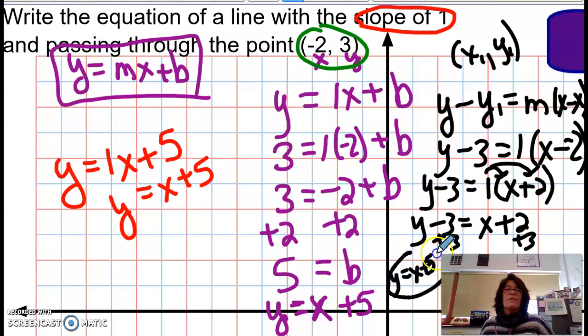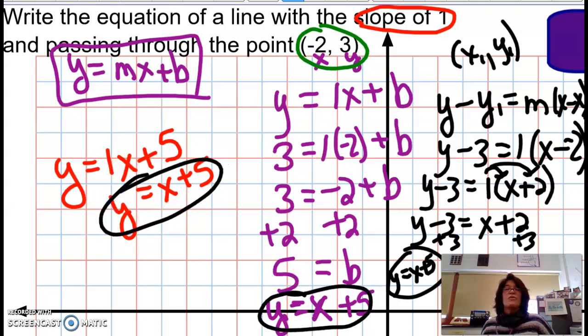Ta-da! I got y equals x plus 5 every way I did it. Another one of the joys of math. Multiple ways to solve a problem. Whichever one of these hits you, do it. Okay? Whichever way you like, you just do it.